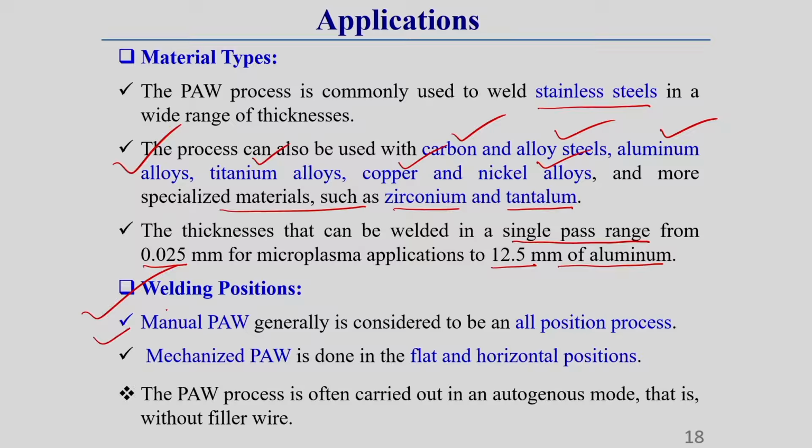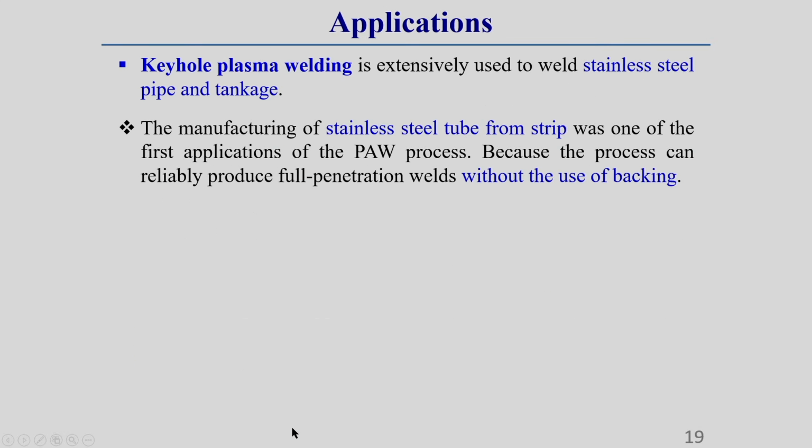Manual plasma arc welding is generally used in all positions. If it is manual plasma arc welding, we can use it in all positions. If it is a mechanized plasma arc welding process, it is used in flat and horizontal positions. And as I have already told you, the plasma arc welding process can be carried out in autogenous mode, that is, without filler wire also, which I have already explained in the last slide.